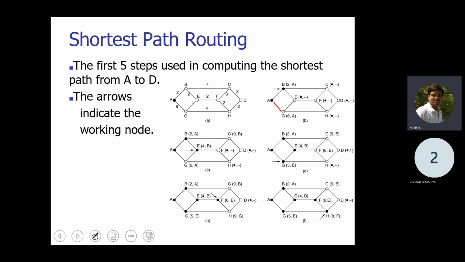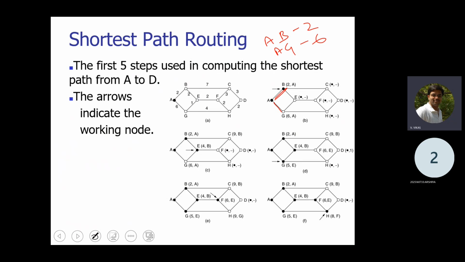So what we have done, we have selected a node. We have two nodes, B and G, which are directly connected with A. Out of these two, we have selected the node which has the shortest path from A. So we have AB and AG. AB has 2, AG has 6. So which one are we selecting first? AB, because that is the shortest path we have. So we have selected this particular path.